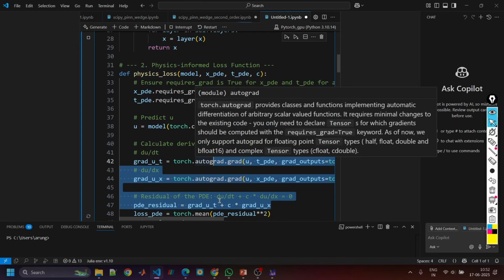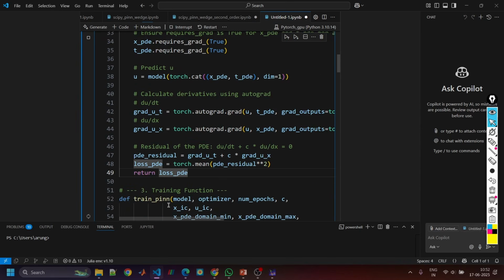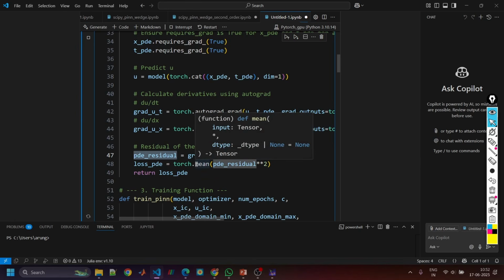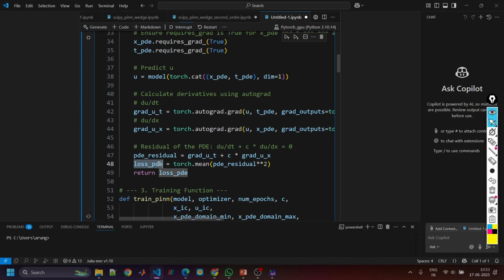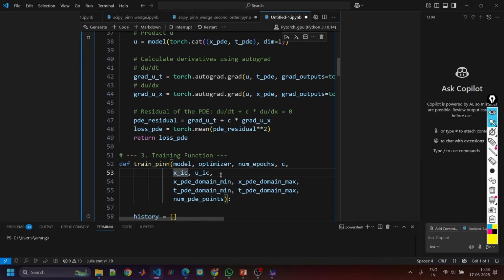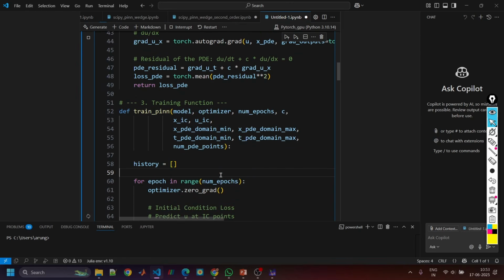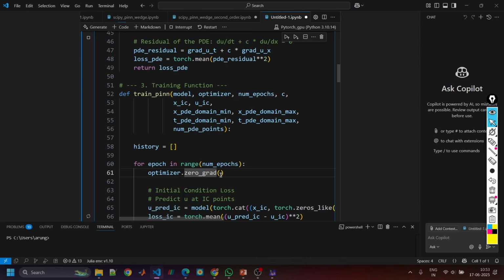So this is the PDE, and if we substitute that, we will get the residue. Our objective is to minimize the residue, that's why we are squaring it and then taking the mean. So we should minimize this loss. We should also minimize the initial condition loss, and that we shall see later. I hope it has written the code for that.